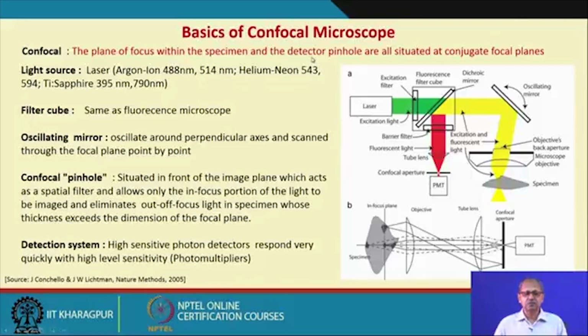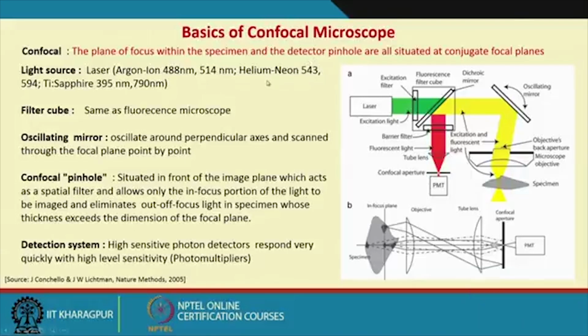What is the light source? Here the light sources are mainly lasers, and different types of lasers are used. Some examples are argon ion 480 nanometer, 540 nanometer, helium neon 543, 594 nanometer, titanium sapphire 395, 790 nanometer, etc. You can use other lasers also for a particular wavelength.